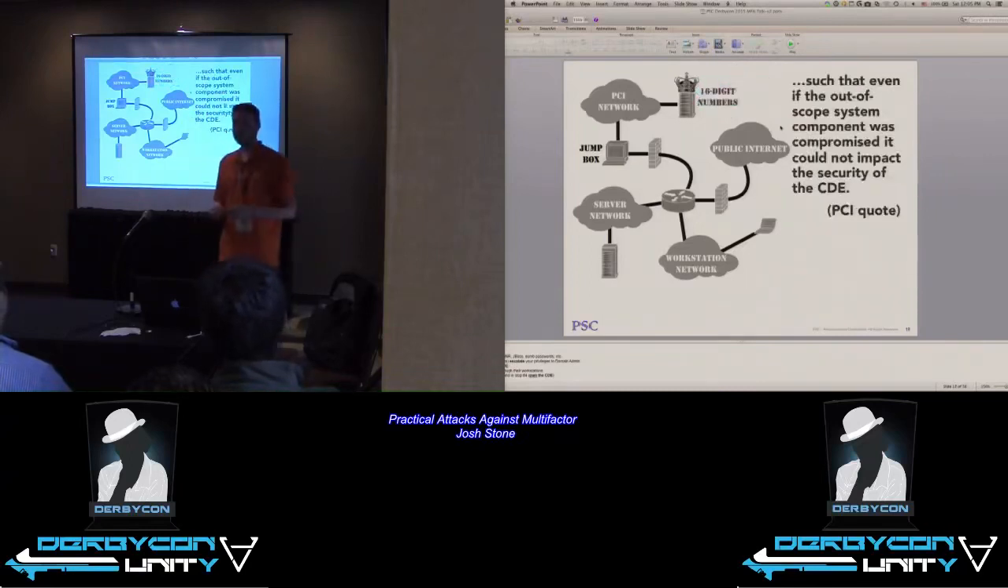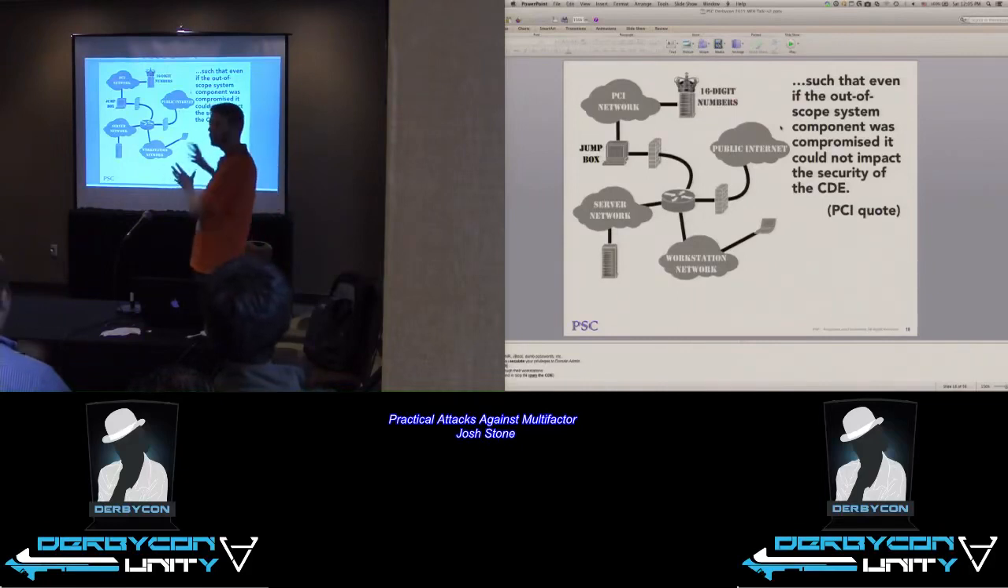So in PCI, there's this interesting thing that changed a little bit with the 3.x standard, a little more verbiage on segmentation. They really have to segment that area so that even if something outside the PCI zone is compromised, it doesn't impact the security of the PCI zone, which means my pen test there is a PCI problem, because all I have to do is vertically escalate inside and hop directly into the CDE.